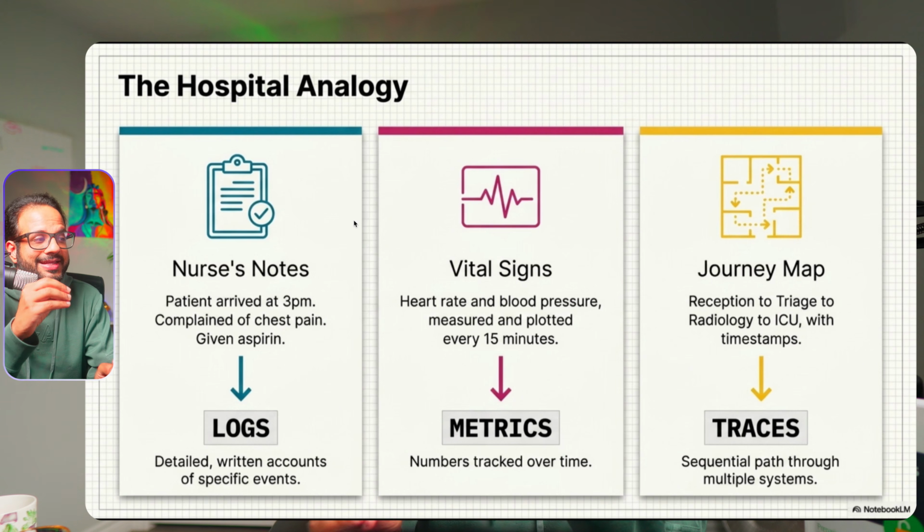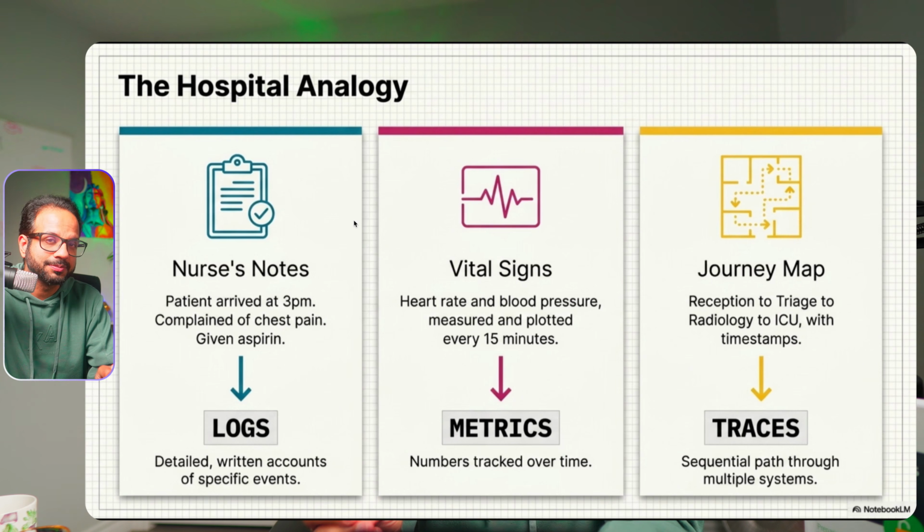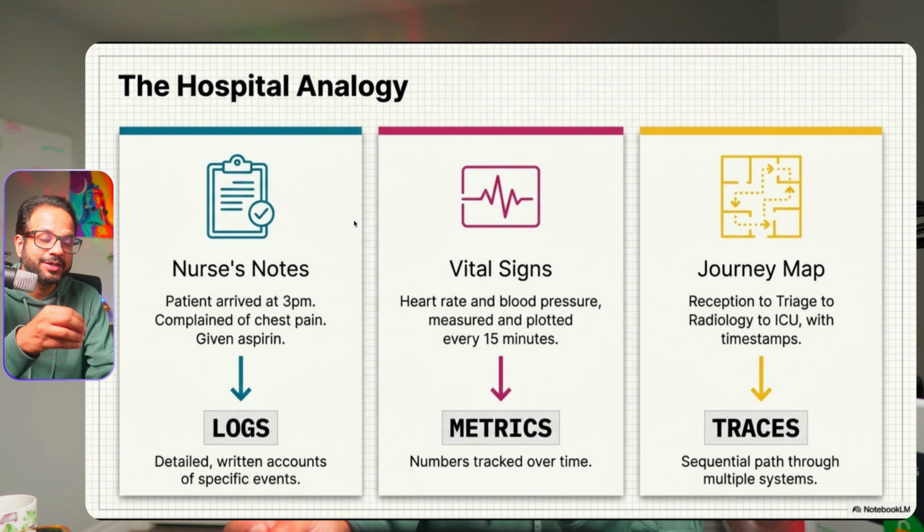Then we have traces. Traces are the sequential path through multiple systems. In the hospital analogy, when you go from the reception to triage, how much time it took; from triage to radiology, how much time it took; from radiology to ICU, how much time it took, with timestamps and a one-liner record of each. That's your journey map, and that's what we call traces in terms of computer systems.